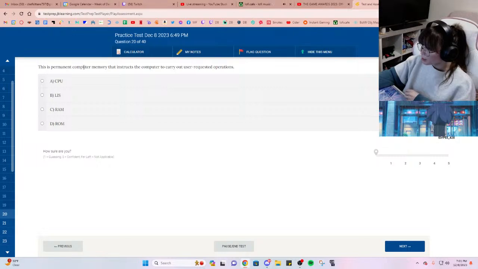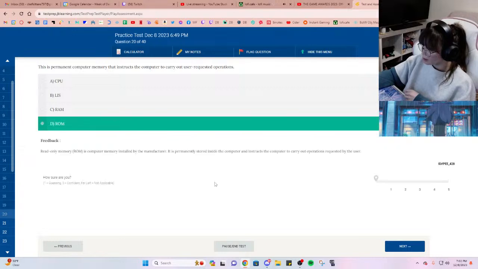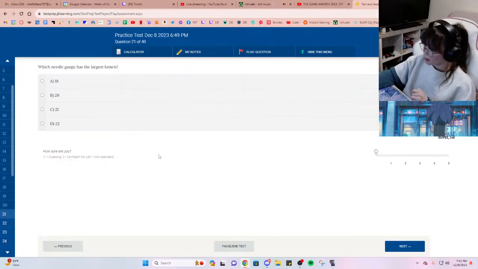This is permanent computer memory that instructs the computer to carry out user-requested operations. I think it's wrong. We used to think it was RAM, but apparently it's ROM. I think that's kind of old school, though. Which needle gauge has the largest lumen?